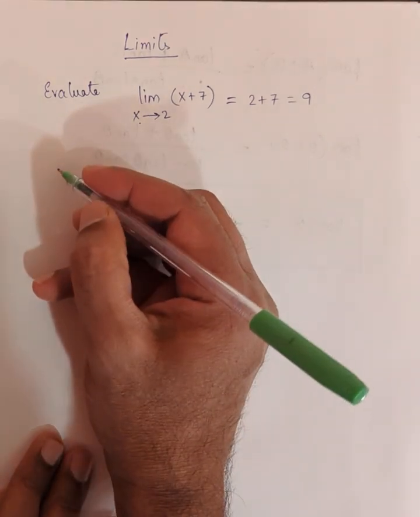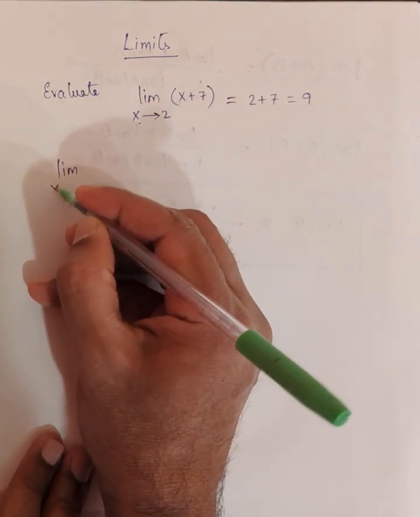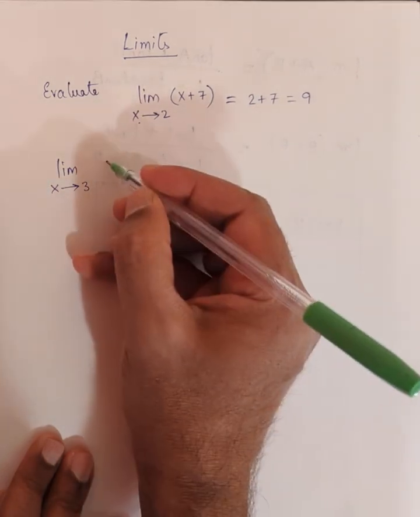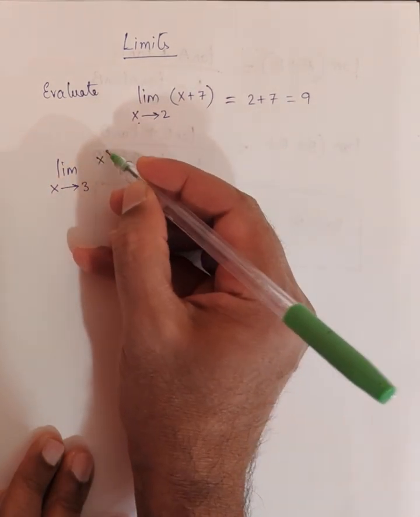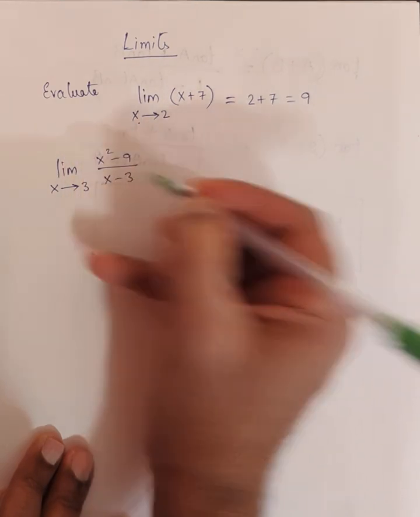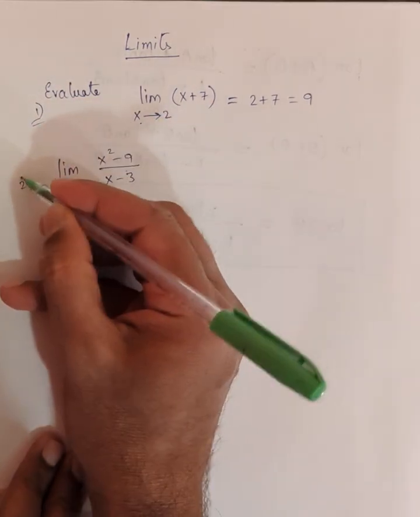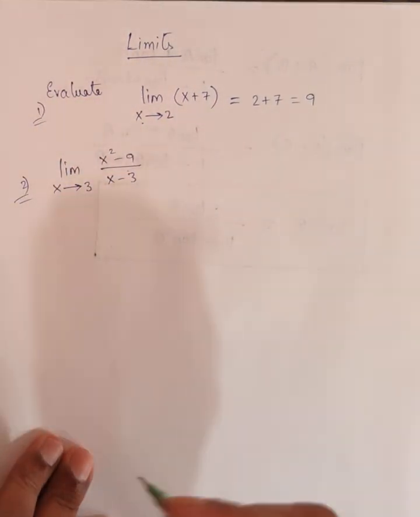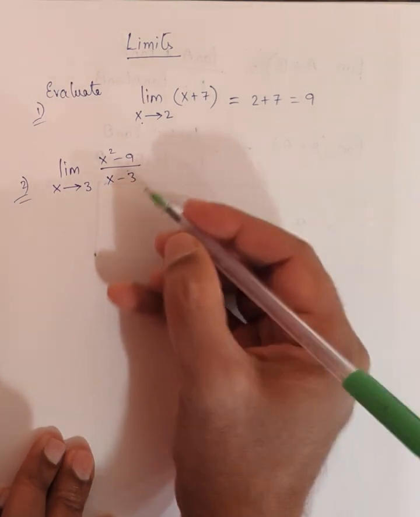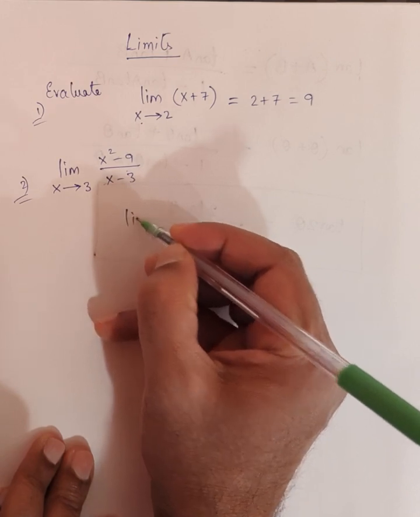Now, what happens when the problem is not that simple? So let's look at this example. Limit x approaches 3, and I have x squared minus 9 divided by x minus 3. So let's say that was the first problem. This is the second one. Now, if I try to do the same, plug x equal to 3, then I'm really looking at this expression.